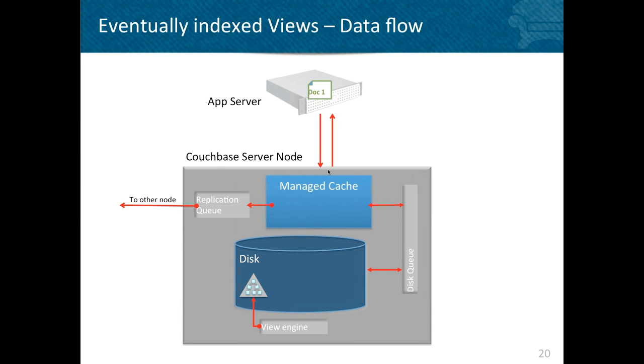So looking at a single node, when an application server writes a document, it's put into the managed cache. It is also replicated out and persisted to disk. Once it's persisted to disk, it's available to be picked up by the view engine and processed into the index. This all happens automatically, but it does come off of disk, so there is a bit of a delay between when it gets into the cache and when it is available in the view.